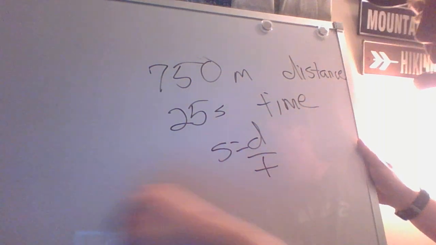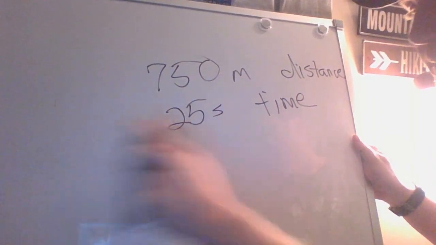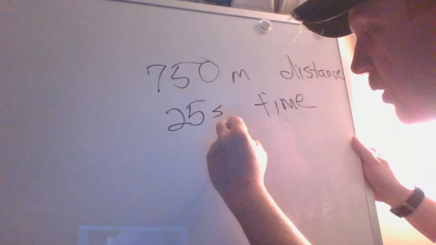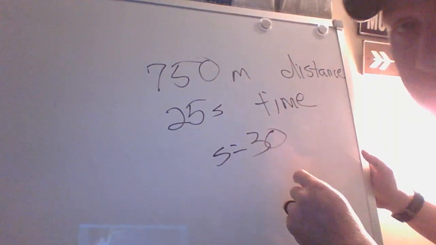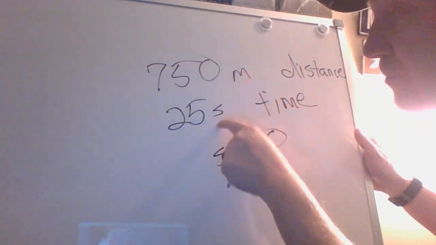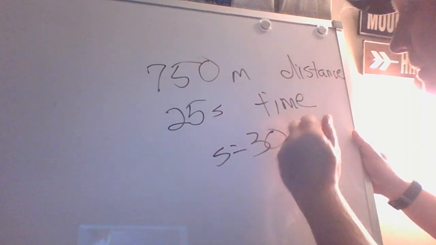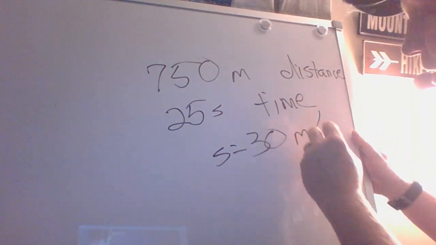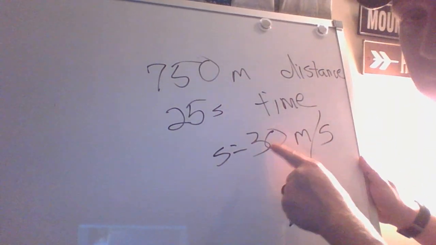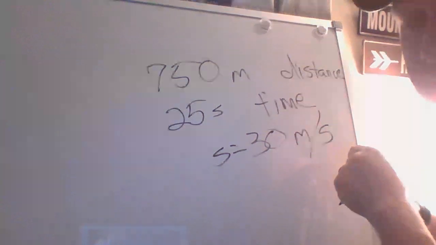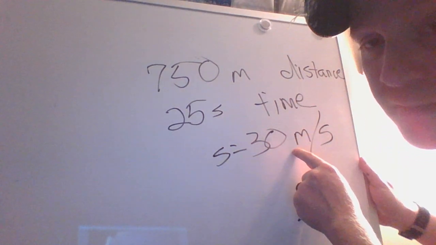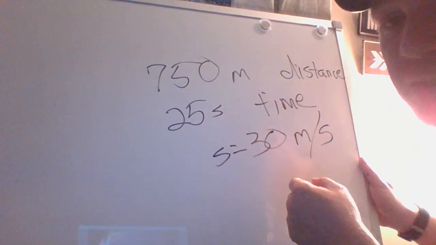But 30 what? The speed is going to equal 30. Remember that unit. It's going to involve both of these. It's going to divide them. Meters slash seconds. 30 meters per second. That car traveled 30 meters for every second of the entire trip.